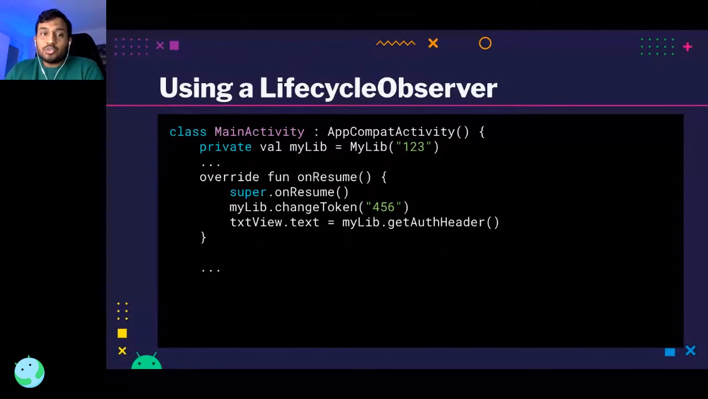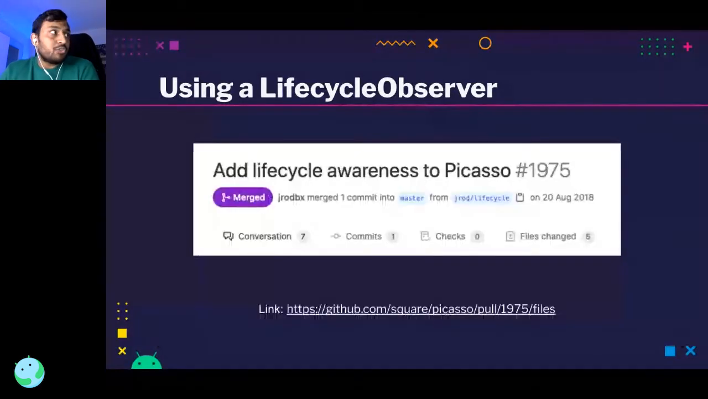If you wanted to see an example of this, you could see this. This is pretty long back, but in August 2018, lifecycle awareness was added to Picasso. This is basically a screenshot of that. There's a link for that pull request that you can check out later on. But basically, libraries have been doing this for a very long time. It's not like it's coming up right now in my presentation.